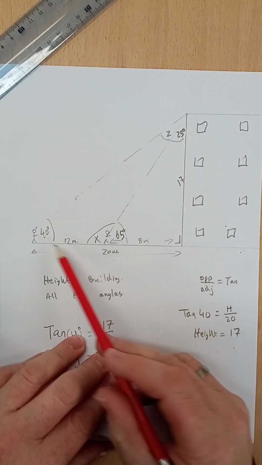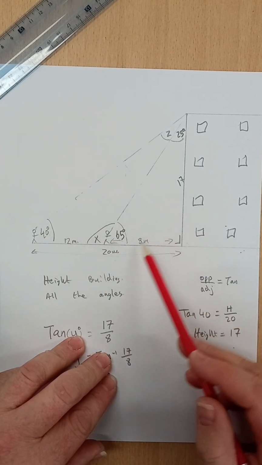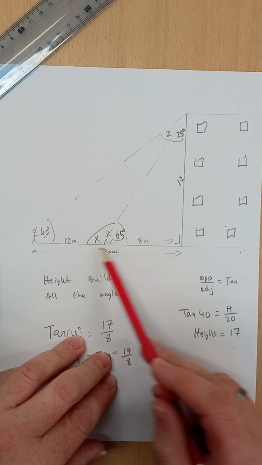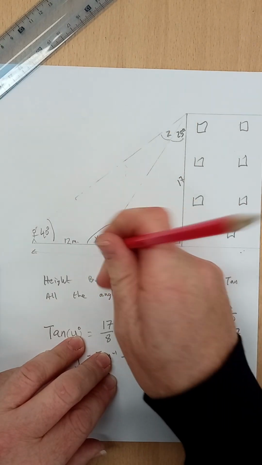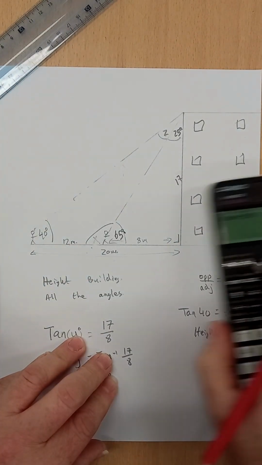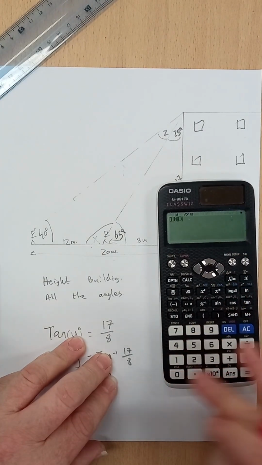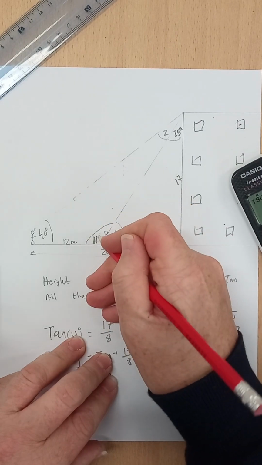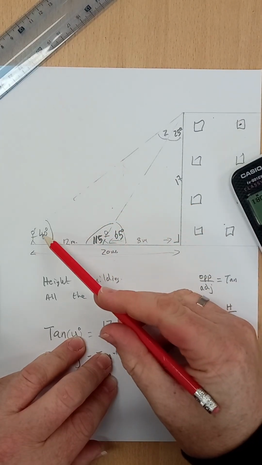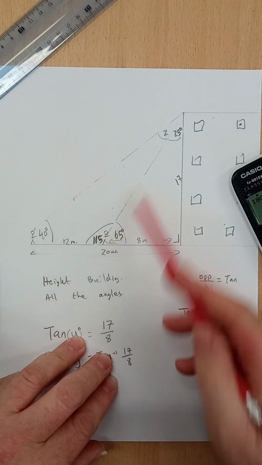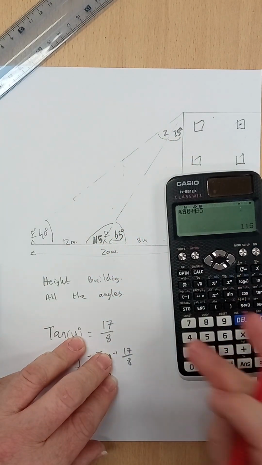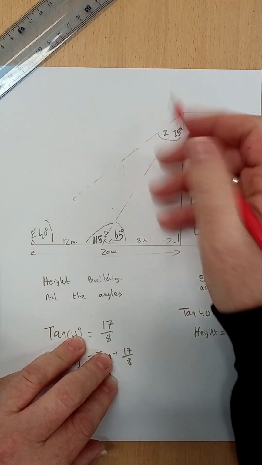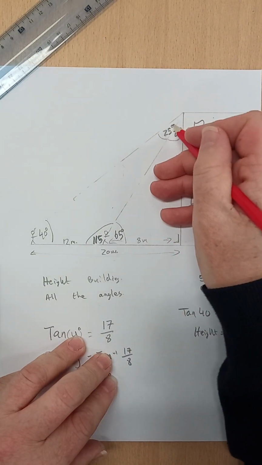Now, if that's 40, I don't know what that is. I don't know what that is. However, this is a straight line. So if that's 65, then x must be what's left from a straight line. 180 is a straight line, minus 65 is 115. And I have two angles in this little triangle. I can add them up and take it away from 180. And surprise, surprise, this one's also 25 degrees.